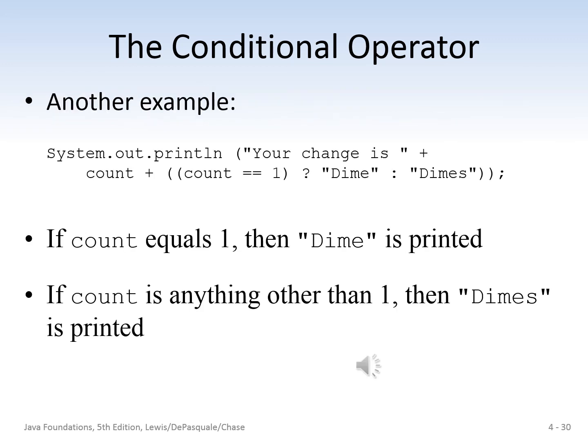Here's another example of the conditional operator embedded in a System.out.println statement. So if count is equivalent to 1, then dime is printed along with the string literal. Otherwise, dimes is printed.